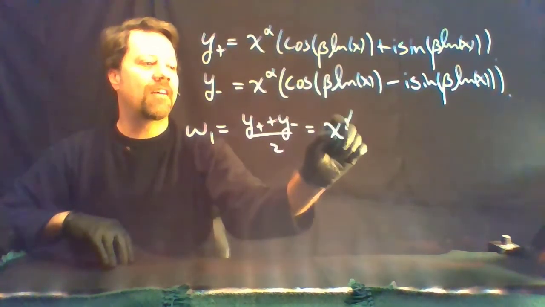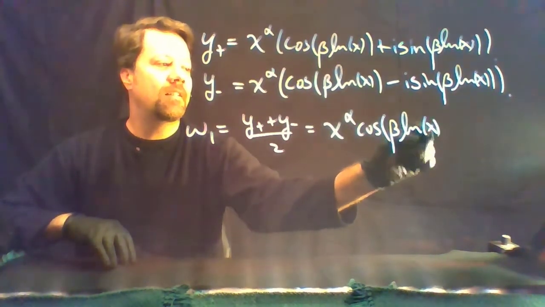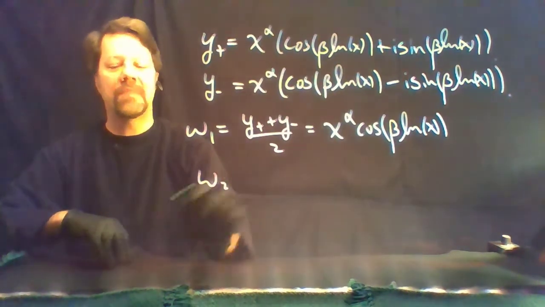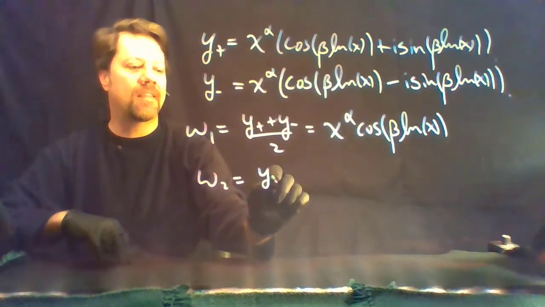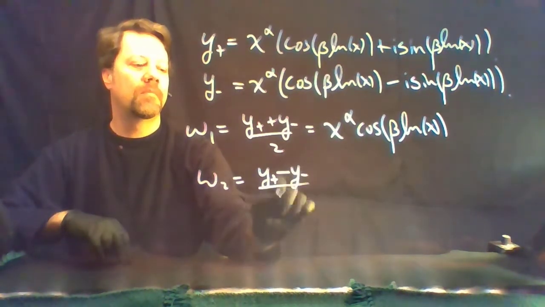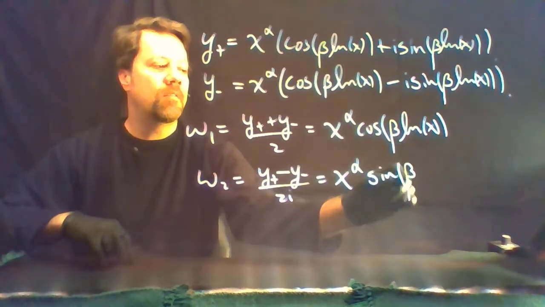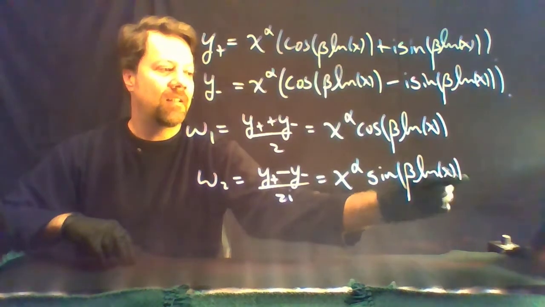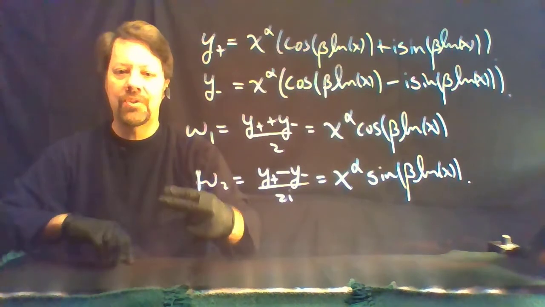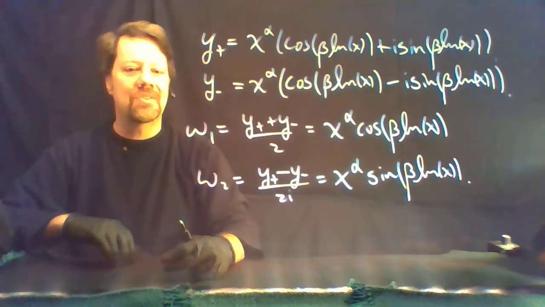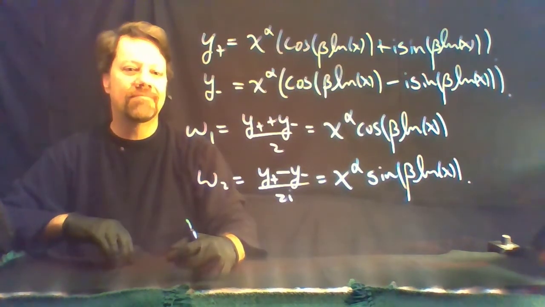This gives us x to the alpha cosine beta natural log of x. Similarly, we can set W2 to be the difference divided by 2i, giving us x to the alpha sine beta natural log of x. W1 and W2 give us two linearly independent solutions to the original Cauchy-Euler homogeneous equation.